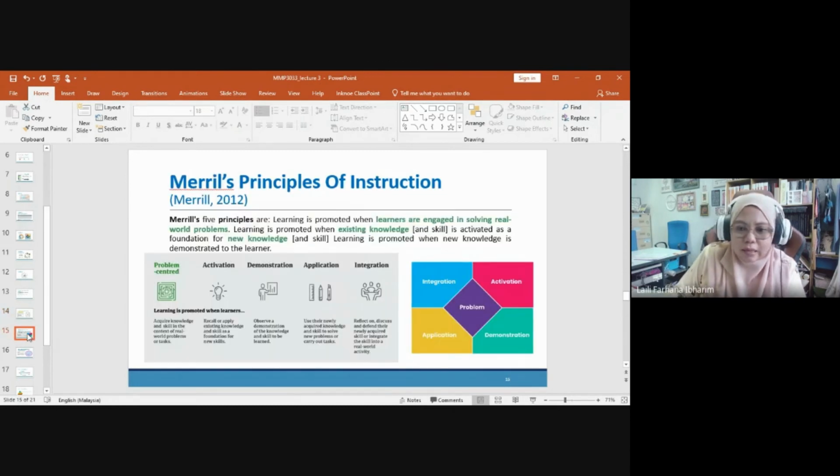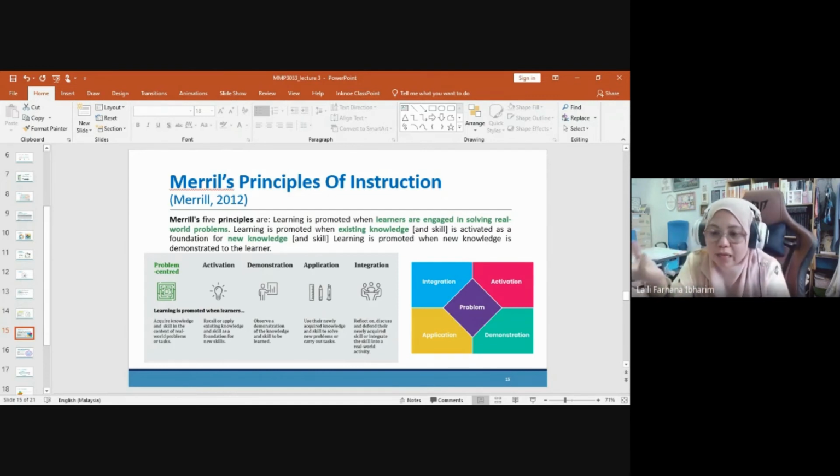Okay. And the fifth one is Merrill's five principles. When we want to do an activity that is based on problem-based learning, that you have heard about. Okay, problem-based learning is when we create or give our students a problem they have to solve. Okay, the problem is related to our topics, then they have to explore what the solution to be implemented in the class to solve the problem.